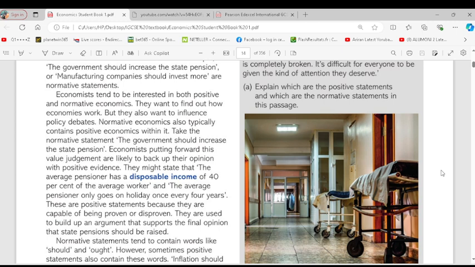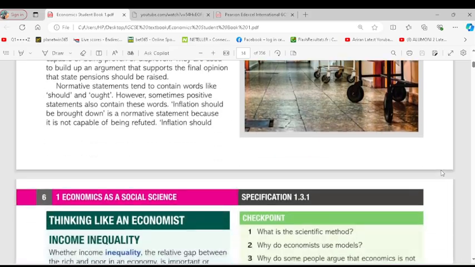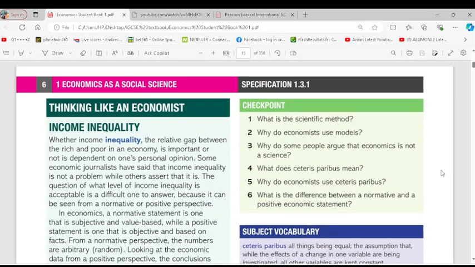So that is why economics will not be complete without both positive and normative. Do you get it? So we need both positive and normative statements. We need both positive economic and normative economic to make the economy work. Any question about it? No. So that ends economics as a social science.